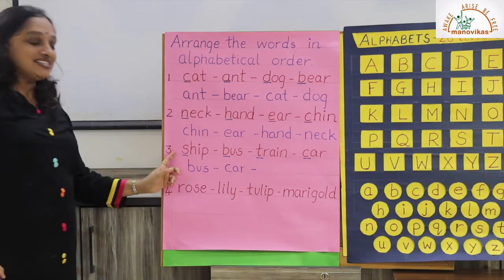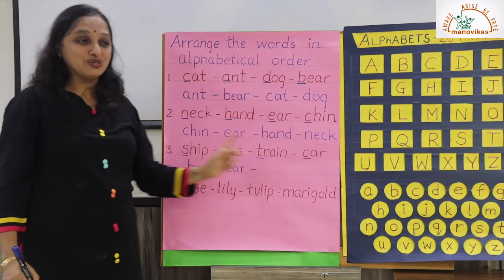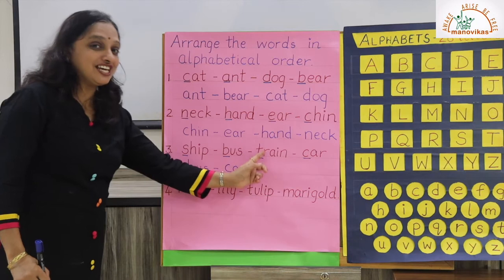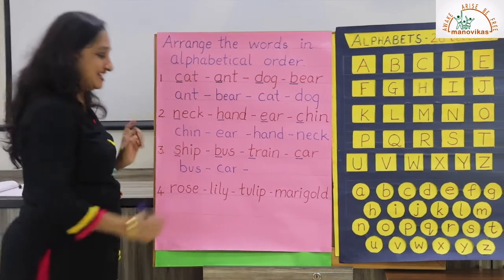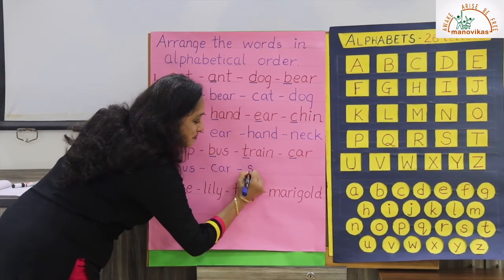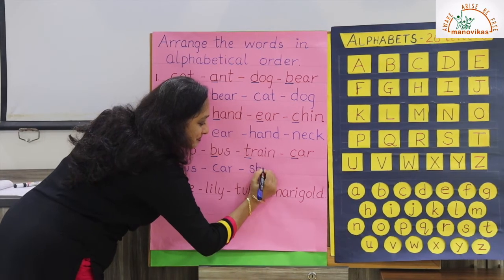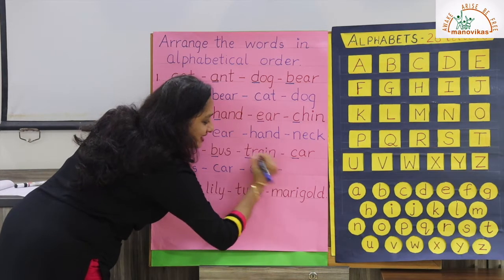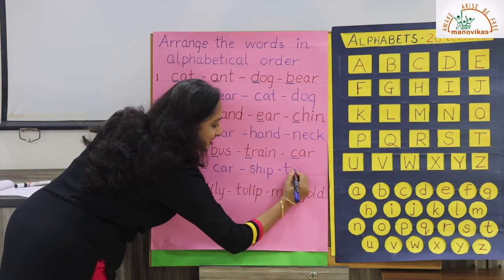Then we have S, T. What comes first? S or T? Yes, S. So, ship, and then train.